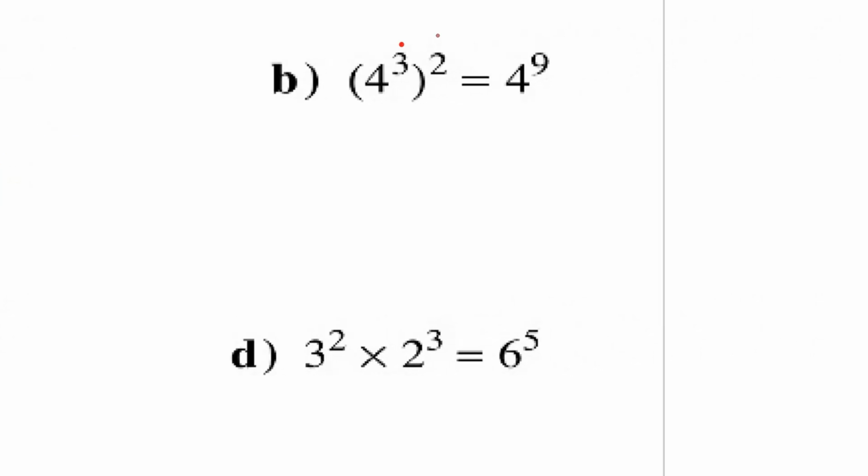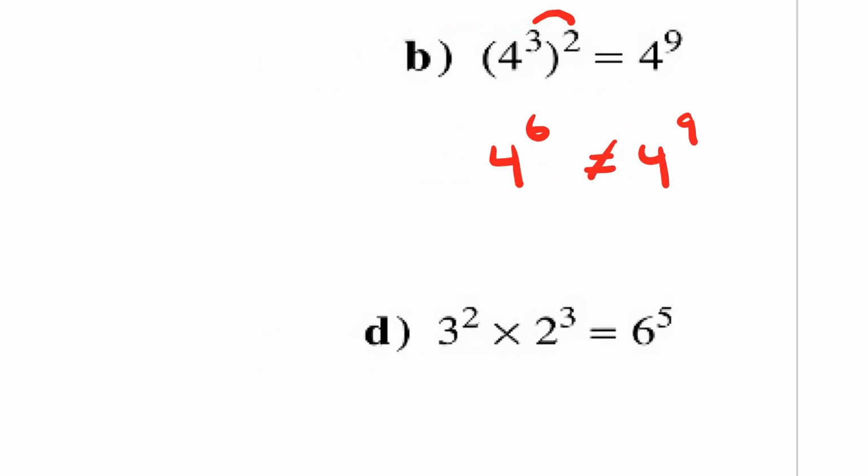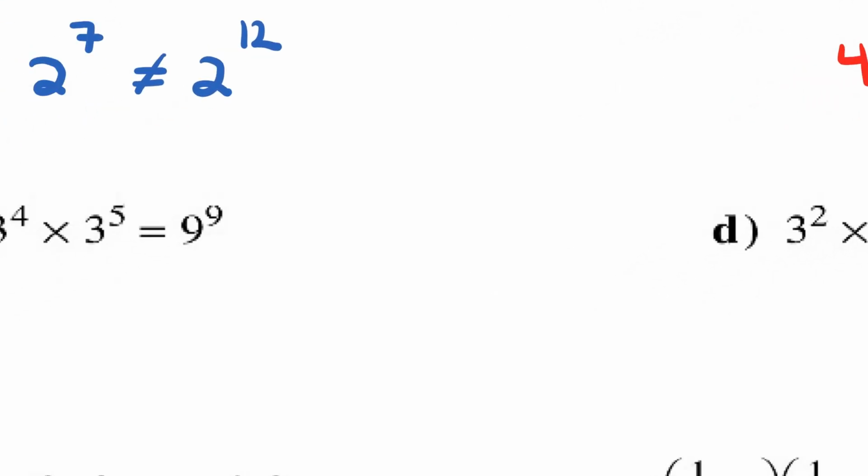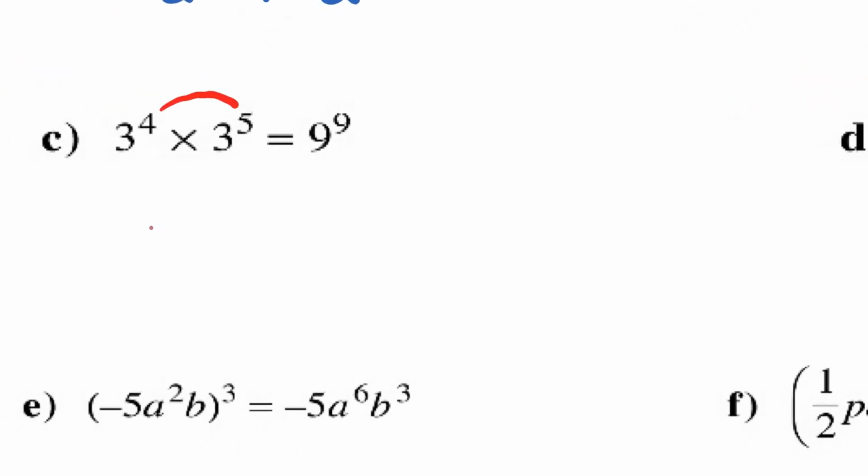For letter B, using the power to power law there, 3 times 2 is going to be 6, and that clearly does not equal 4 to the power 9. So there's a mistake there. We are multiplying them. Over here, we would just add the 4 and the 5. So 4 plus 5 is 9. So 3 to the power 9, and that clearly does not equal... That's not equal to 9 to the power 9.